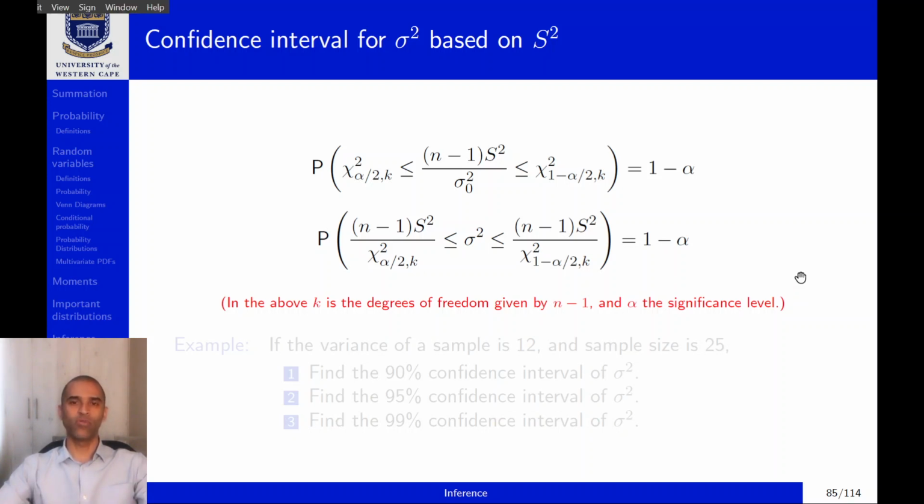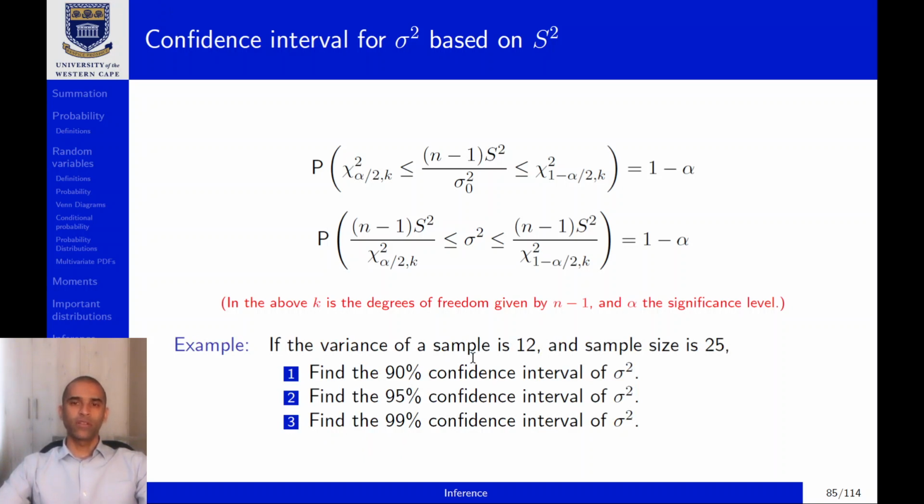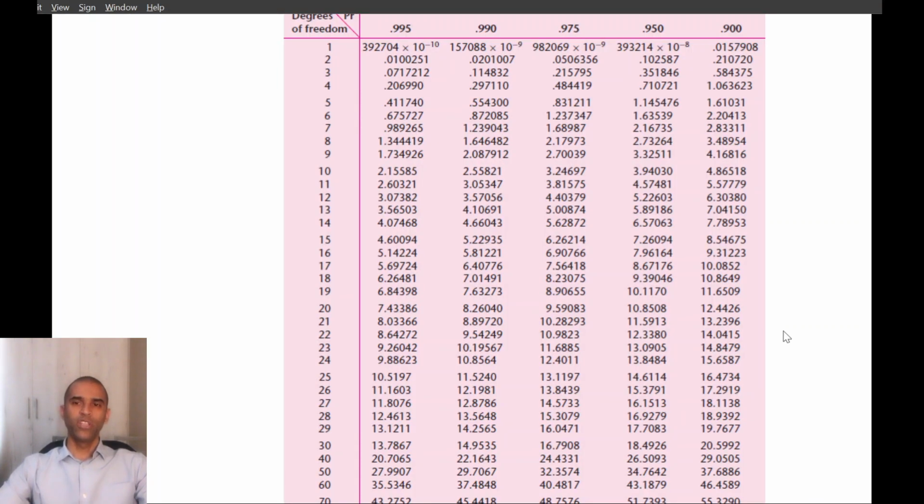So let's apply an example. So here we're given a variance of 12 and a sample size of 25 once again. So we plug the 12 in over there, we plug 25 in over there. Now what's left is to look up the chi-square values in the chi-square distribution table. So here we have the chi-square distribution probability table. And again, what we need is our degrees of freedom as well as our significance level. So for the first question of significance level 0.1, we have degrees of freedom 24, again n minus 1.